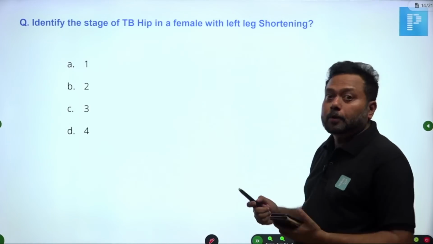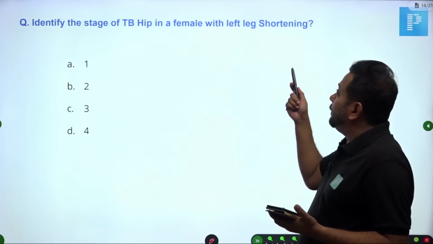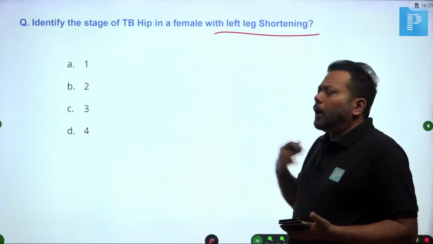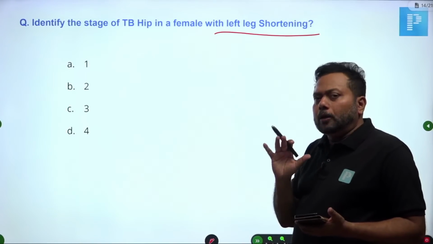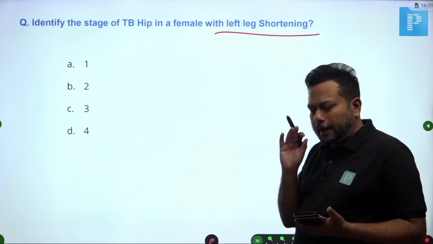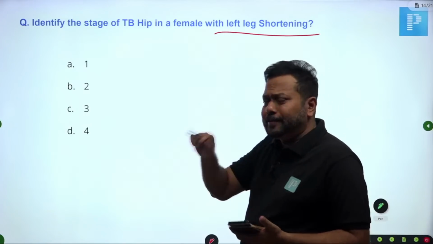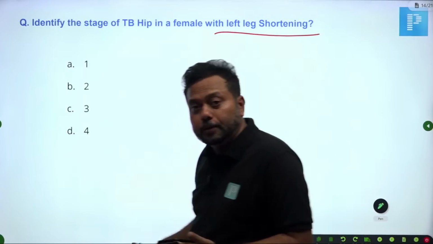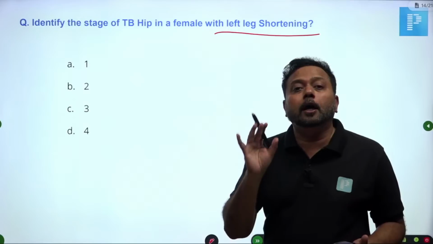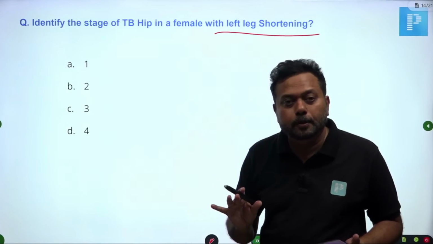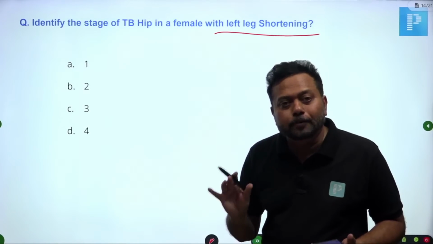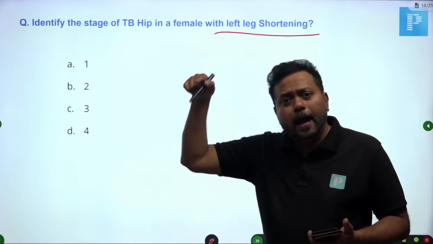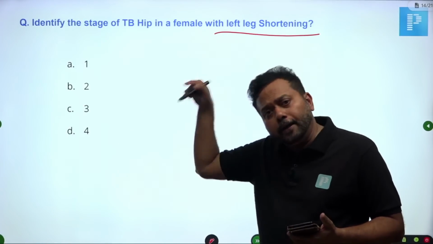Identify the stage of tuberculous hip in a female with left leg shortening. This they had asked. According to me, this is a highly controversial question, dear friends. I will explain why. First, I will write what the stage names are. The stages of tuberculous hip are called Babulkar and Pandey stages. It is there in our main recording, in rapid revision, and in the YouTube session on tuberculous hip, where I had discussed this already.